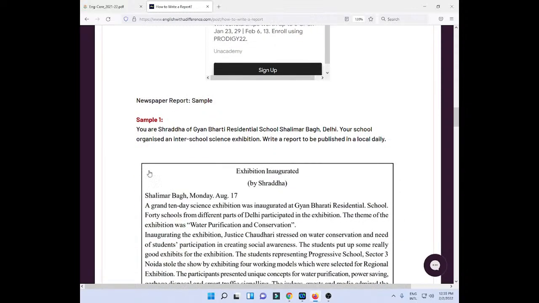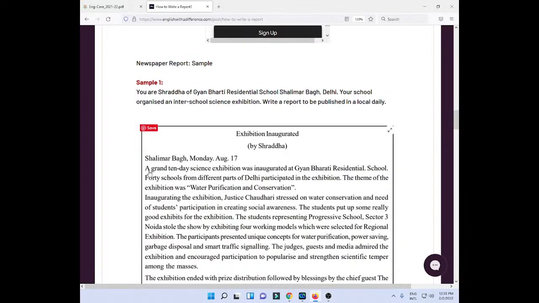Now let's go through one of the sample reports, so that we are able to understand it. Okay, let's see this one, dear students. You are Shraddha of Gyan Bharati Residential School, Shalimar Bagh, Delhi. Your school organized an inter-school science exhibition. Write a report to be published in a local daily.